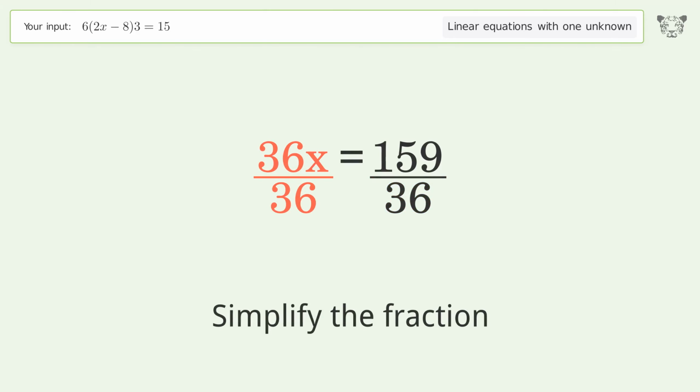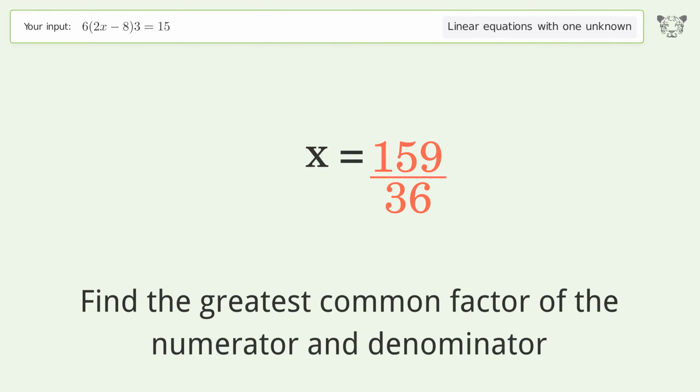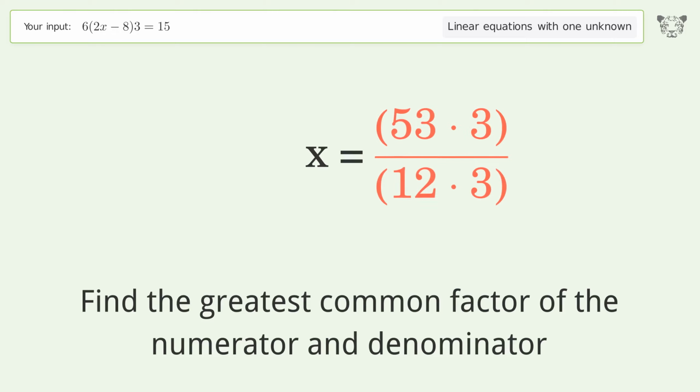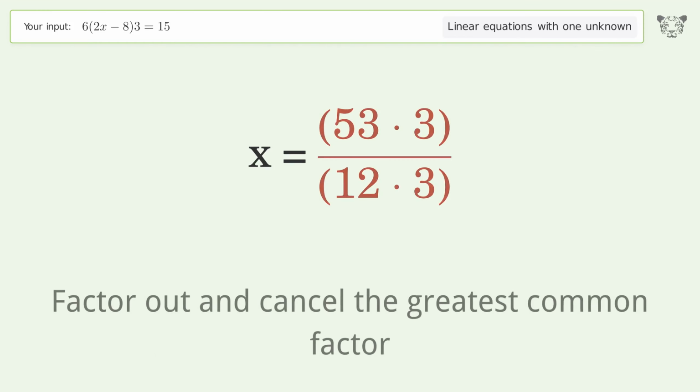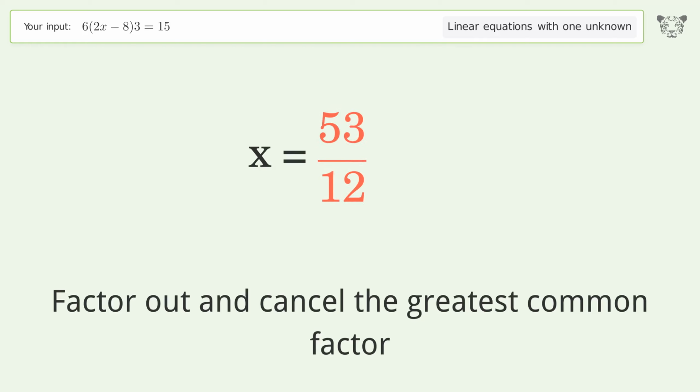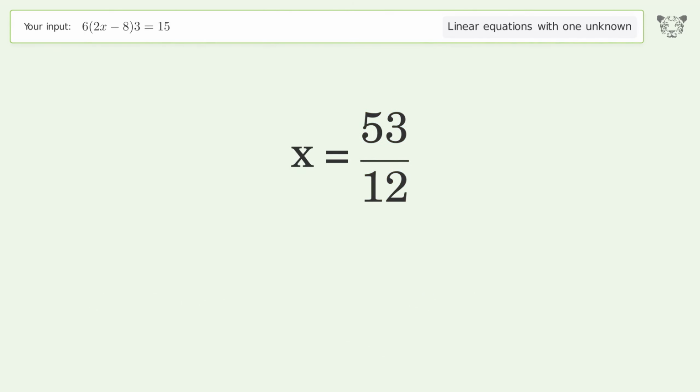Simplify the fraction. Find the greatest common factor of the numerator and denominator. Factor out and cancel the greatest common factor. And so the final result is x equals 53/12.